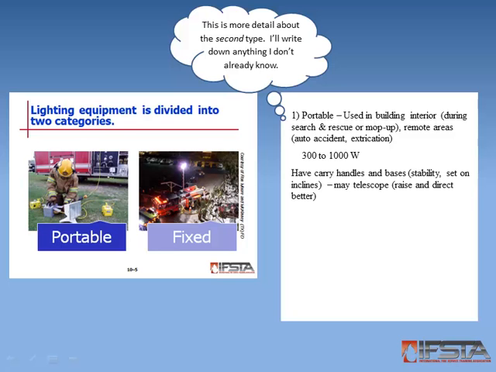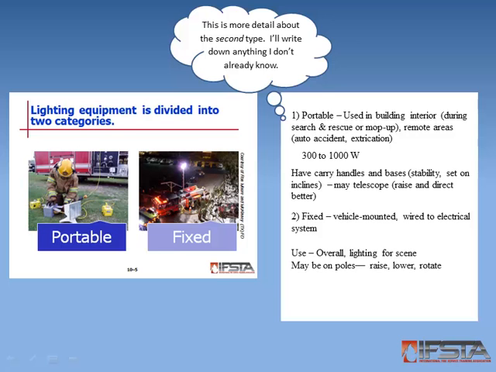Fixed lights mounted on the vehicles. These are mounted on the vehicles, wired directly to the vehicle generator or the apparatus electrical system. They're used to provide overall lighting for a scene, usually mounted on telescoping poles, and can be raised, lowered, rotated to where the scene is. Some consist of large banks of lights mounted on hydraulic operated booms. These generally have a capacity of 500 to 1,500 watts per light.